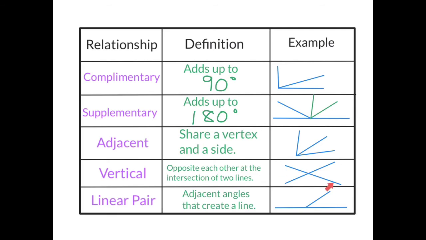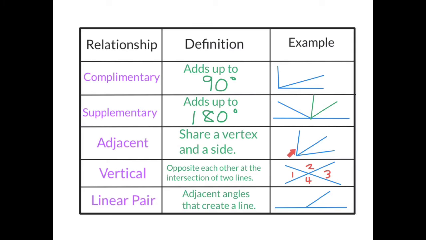Remember that the vertical are opposite. So like this one, let me number them. If I had angle 1, 2, 3, and 4, angles 1 and 3 are vertical, 2 and 4 are also vertical. Those are the only vertical relationships there, but 2 and 3 would technically be a linear pair. 3 and 4 are a linear pair.